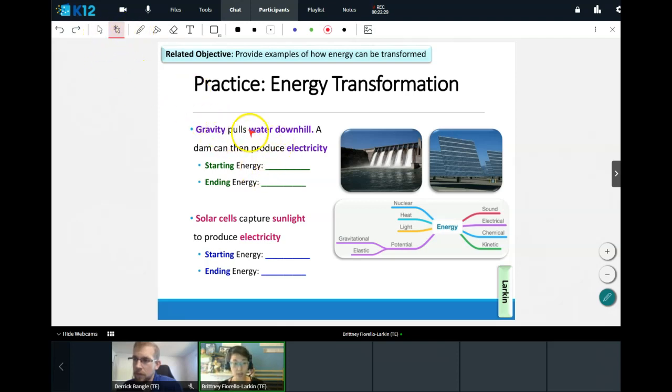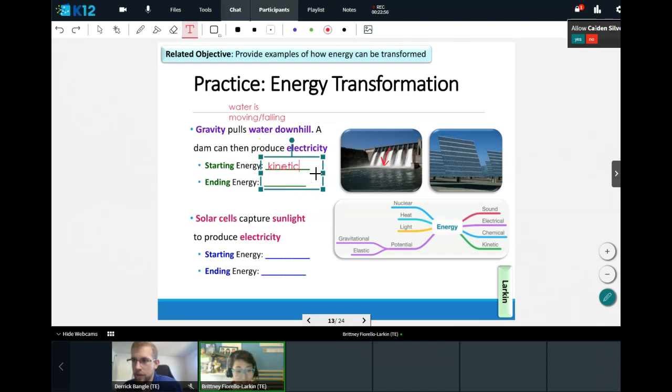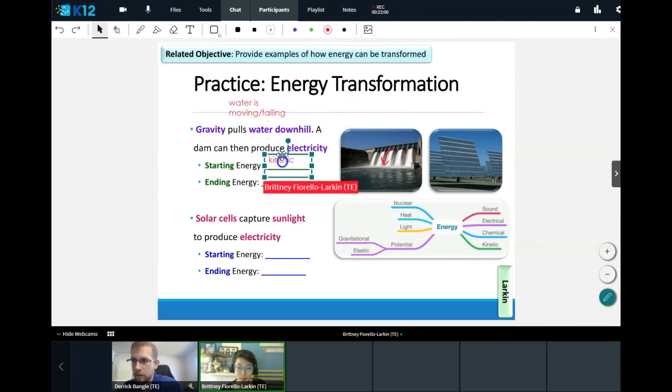So we have gravity pulling water downhill, so that water is moving, right? Tell me in the chat, movement is what type of energy? We have water moving, falling. Yes, exactly. So one more time, we have this idea of kinetic energy. You'll notice there's a lot of motion, kinetic energy. And this time, though, it's producing electricity.